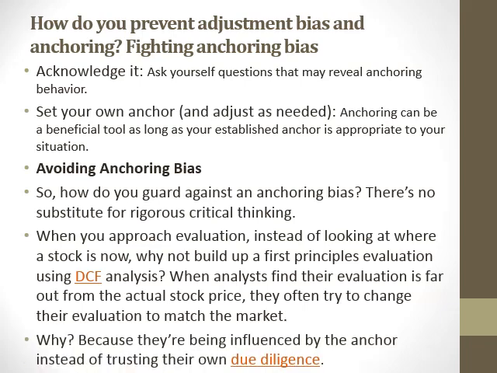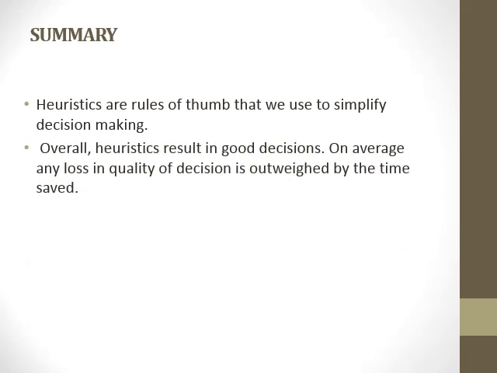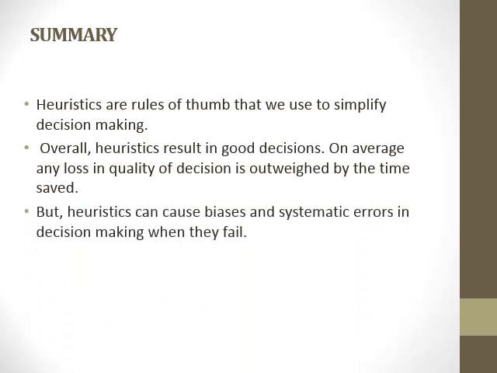So at the end we can conclude that heuristics are rules of thumb. OK, we know very well that we use them as a rule of thumb because they are helpful in making a very quick decision. But overall, heuristics result in good decisions. On average, any loss in quality of decision is outweighed by the time saved. And we know very well that time is very important for all of us. But heuristics can cause biases and systematic errors in decision making when they fail.